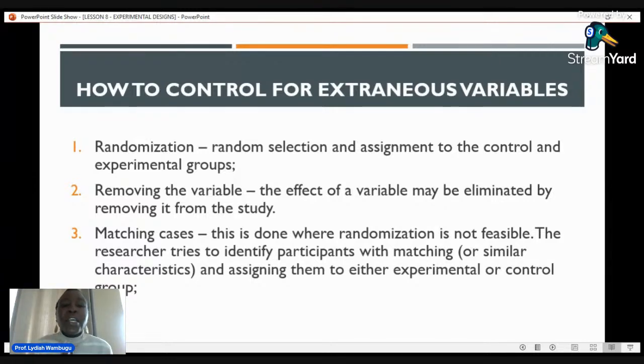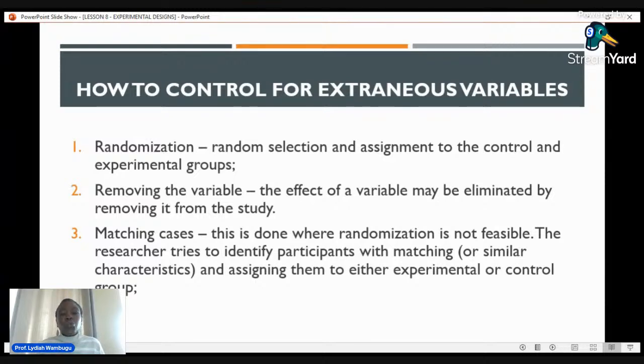So there are a number of ways in which you control for extraneous variables, but I'll discuss 3. Number 1 is randomization. So that is random selection and random assignment. So the people who go to the control and experimental groups should be as equivalent as possible, because you have randomly selected them and you have randomly assigned them. We are going to give the definition of those 2 terms.